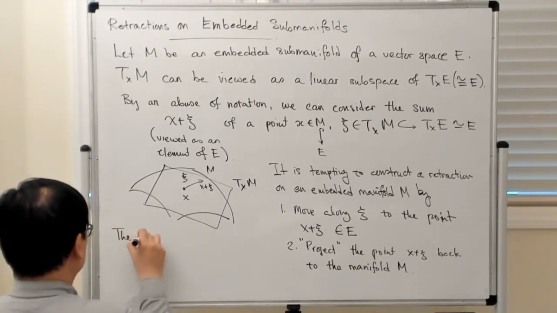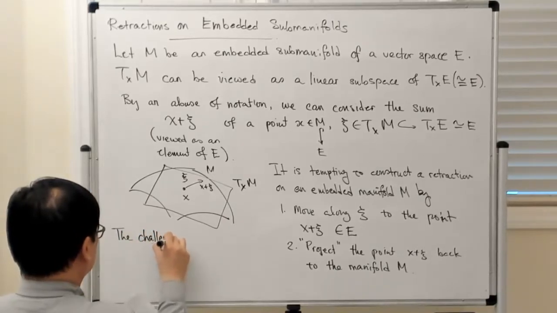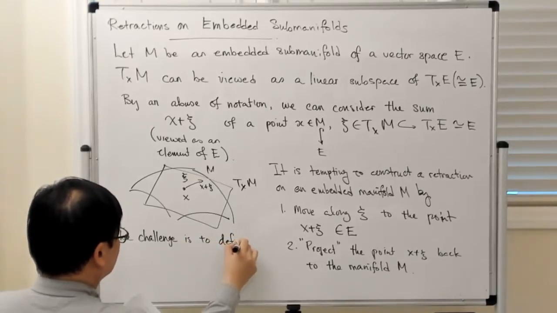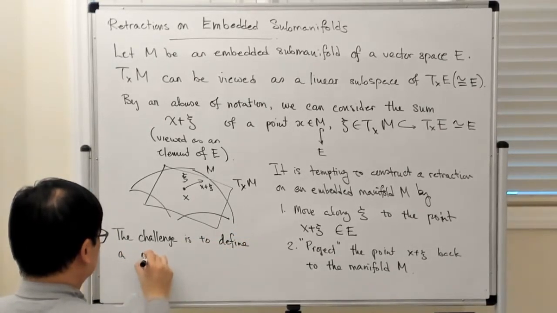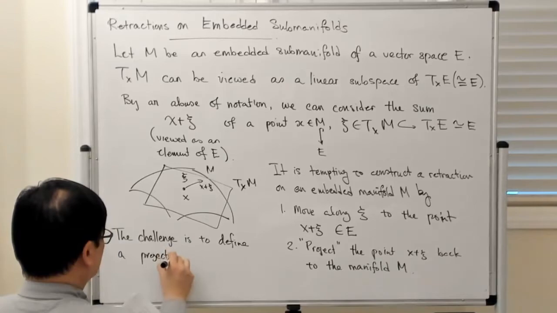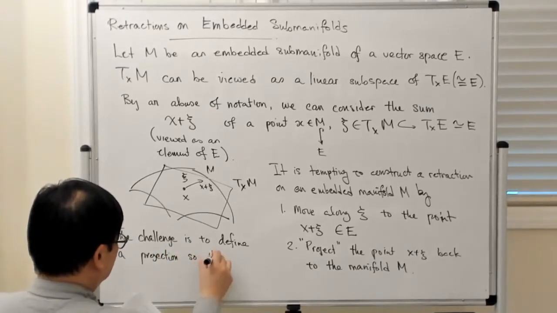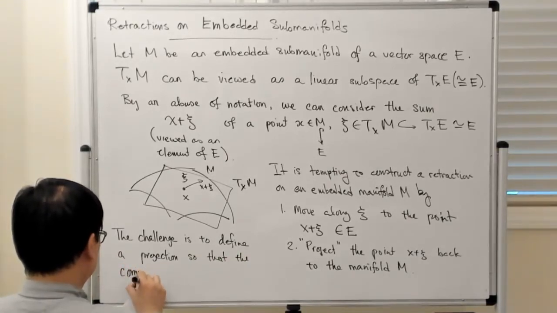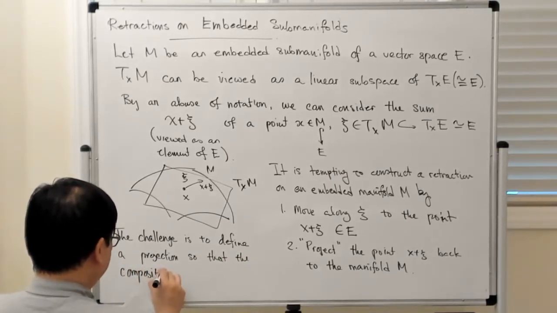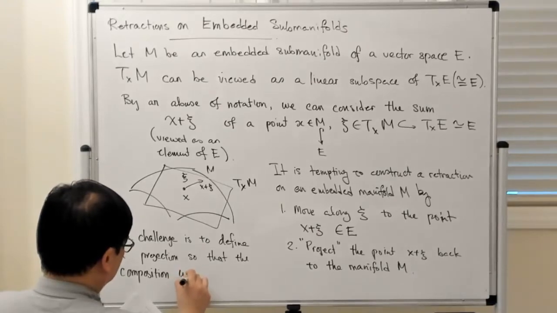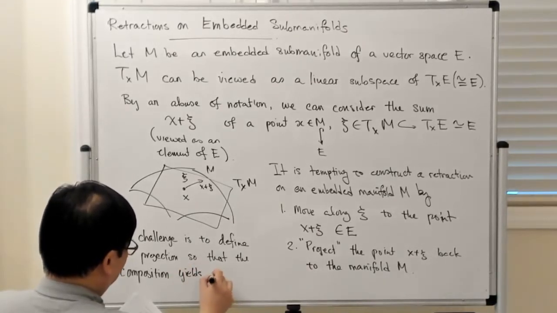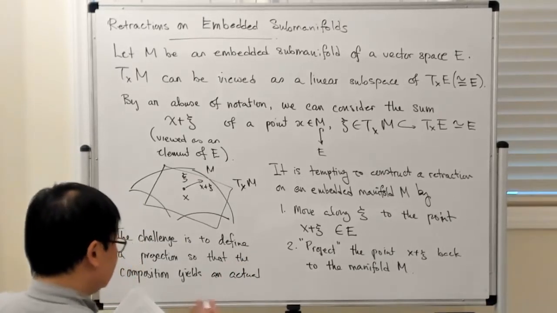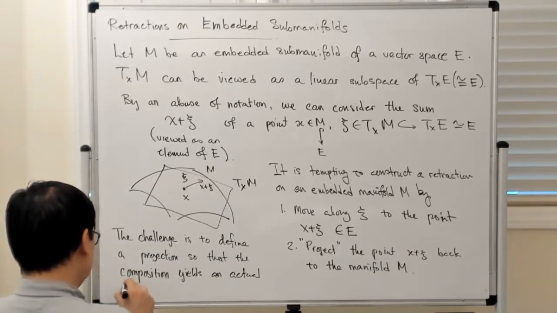So the challenge is to define a projection so that the composition yields an actual retraction, which is to say that it satisfies the two properties of a retraction.